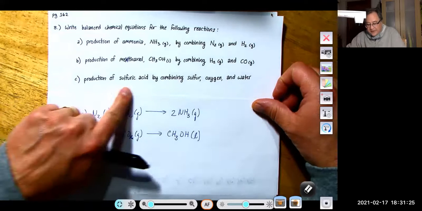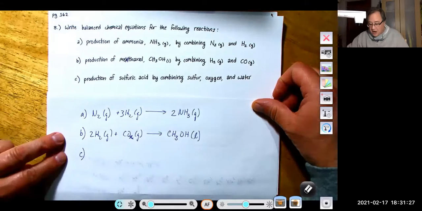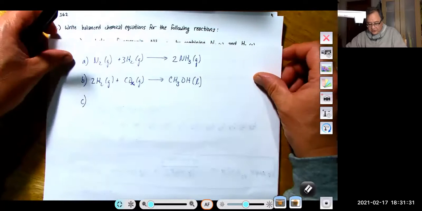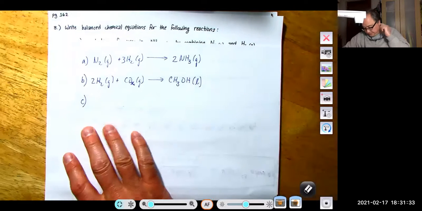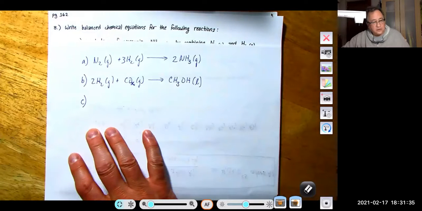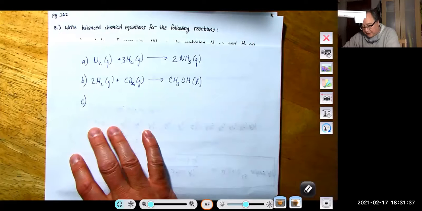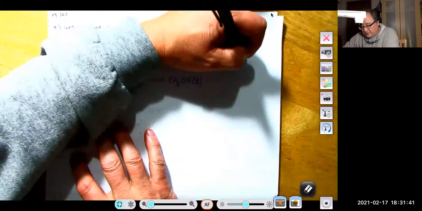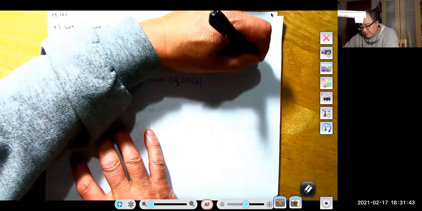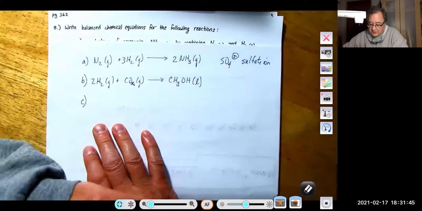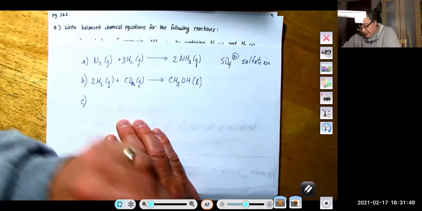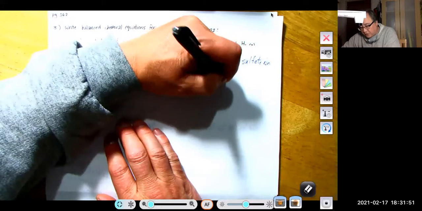Production of sulfuric acid by combining sulfur, oxygen, and water. So, sulfuric acid, what is the formula? Well, this is the sulfate ion in this upper right-hand corner. Sulfuric acid is H2SO4.